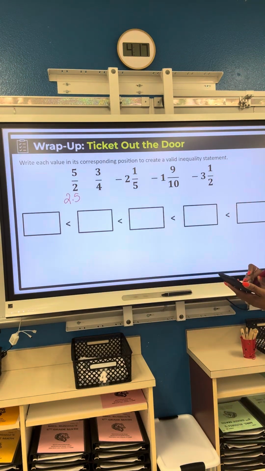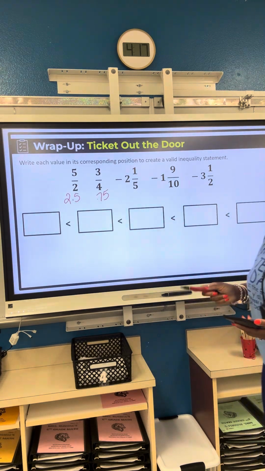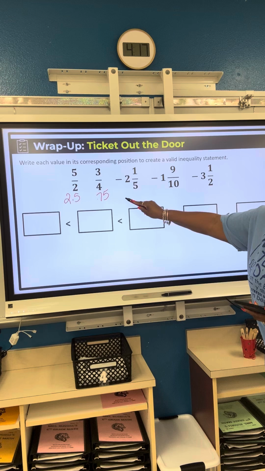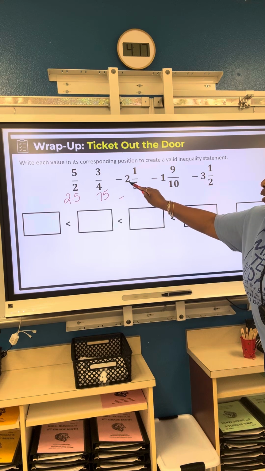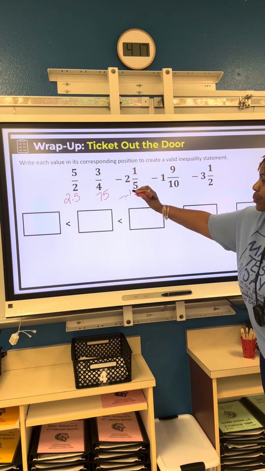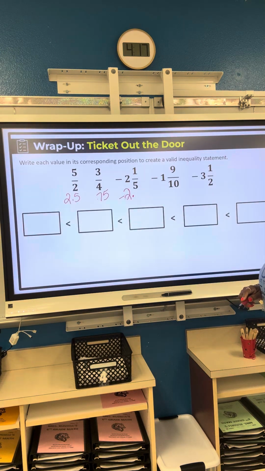Then we have 3 divided by 4. It gives us 0.75. Then remember, when we're changing these to decimals, we make sure we put our negative sign. We go ahead and write our 2, because it's a mixed number and we're making it a decimal. 2 and. So now we divide 1 divided by 5.